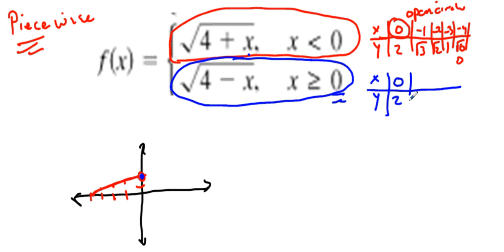We now go through the same thing. We go to 1, and you realize it's very much symmetric: the square root of 3. Then 2 gives the square root of 2. Then 3 gives the square root of 1, which is 1. And finally we go to 4 and get the square root of 0, which is 0 again. What you notice is that we have pretty much the same mirrored graph as on the other side.